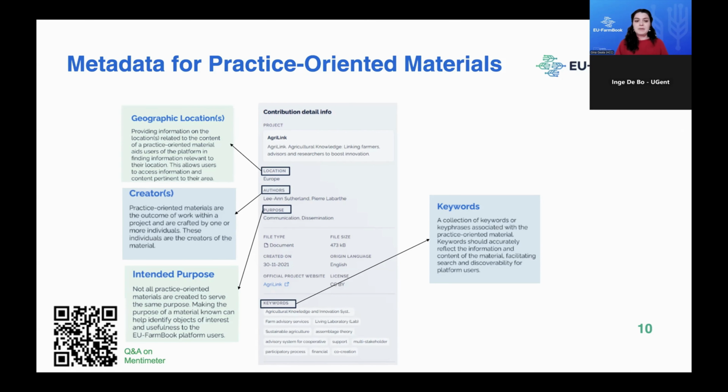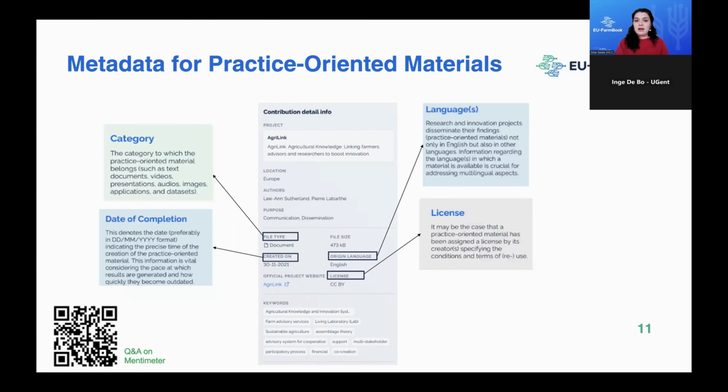The intended purpose. Not all practice materials are created to serve the same purpose. Making the purpose of a material known can help identify objects of interest and usefulness to the EU-FarmBook platform users. In the example that we are showing to you, it's a fact sheet that now consists of communication and dissemination material as the project already ended, and you can see how the AgriLink project material and the project per se was implemented and was actually improving the experience of the target group.